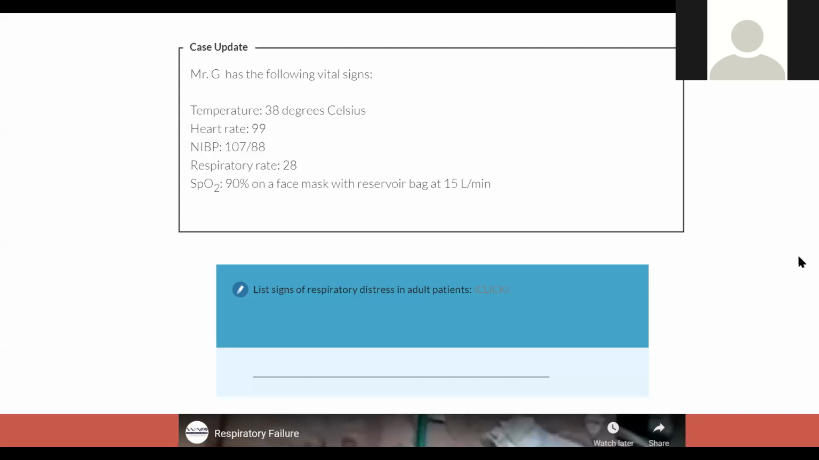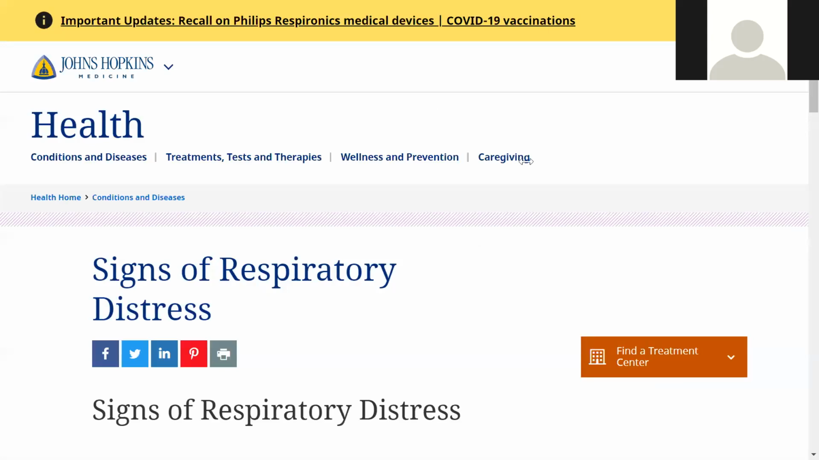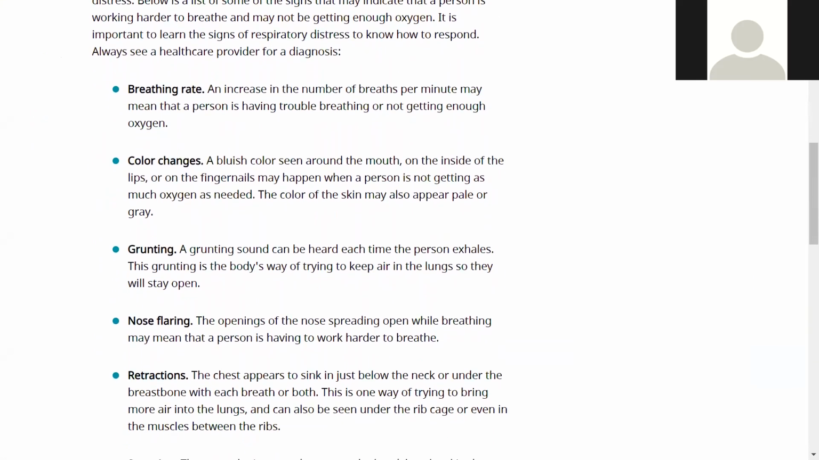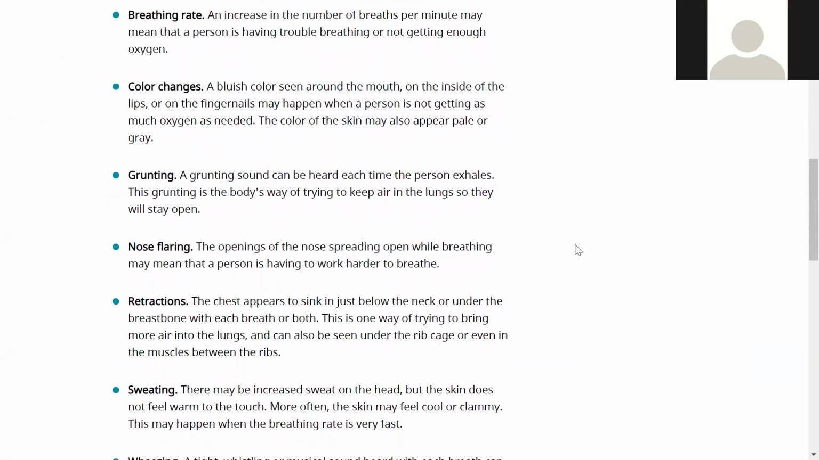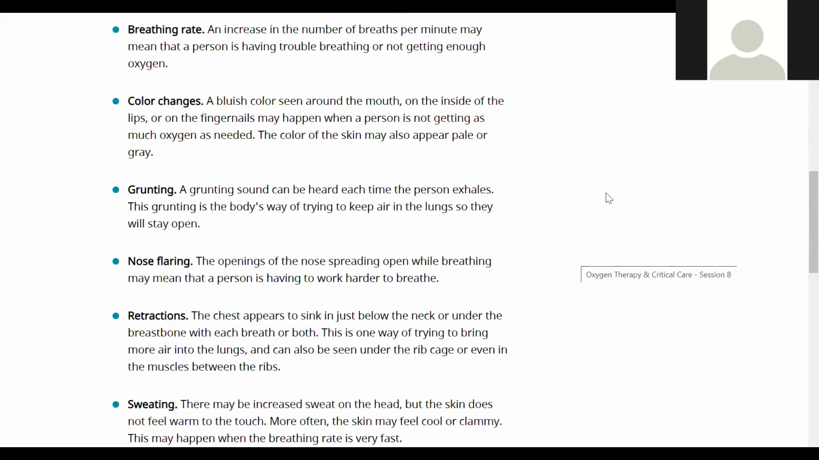Okay, so let's click on the common respiratory distress signs in adults, then we'll watch a video to see how a patient is presenting. Yeah, so as you said, breathing rate, if it is increased or low, color change around the mouth or the lips or fingernails. When there is low oxygen, they may be pale or gray, or maybe they can become cyanotic. So grunting, it's an abnormal sound on exhalation when the patient is in respiratory failure, nasal flaring.